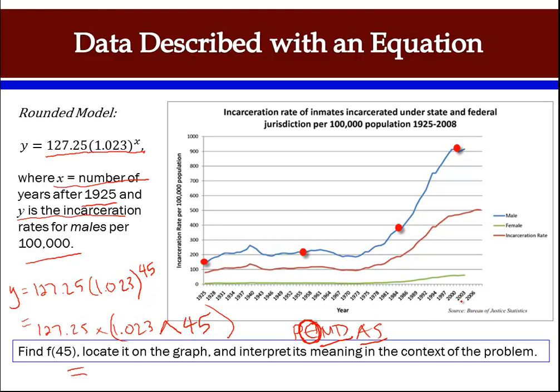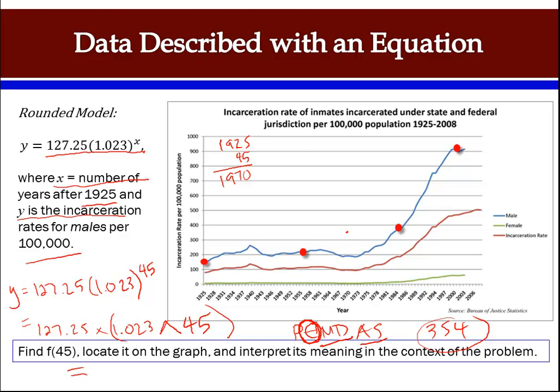Turns out to be about 354. Now remember, this is a model. This is not the exact amount by any stretch of the imagination, but if our base year was 1925 and we're looking at 45 years, because we're looking for f of 45, we're actually looking at 1970. 354, somewhere 1970, according to the model, would have been up here at about 354.